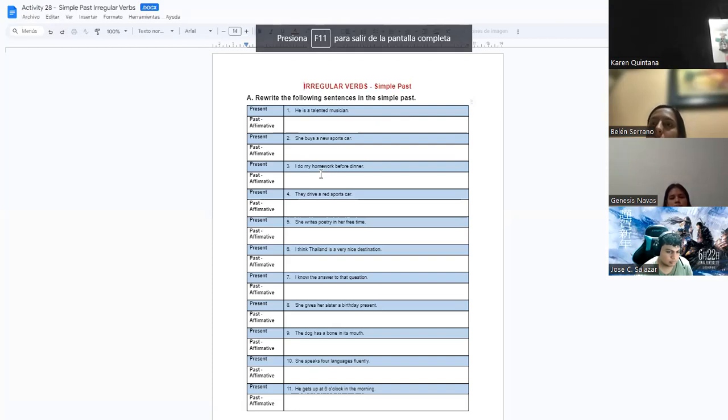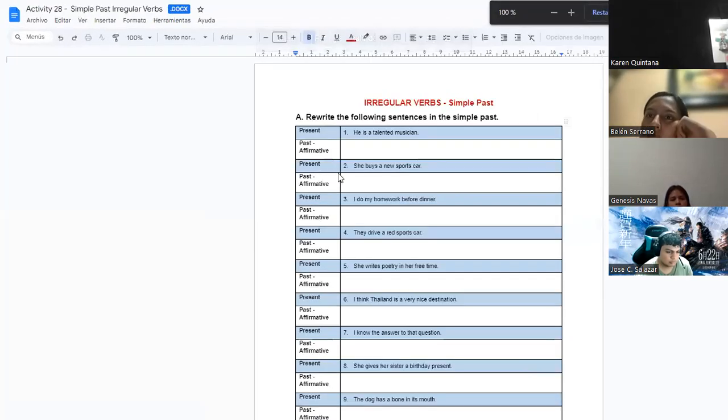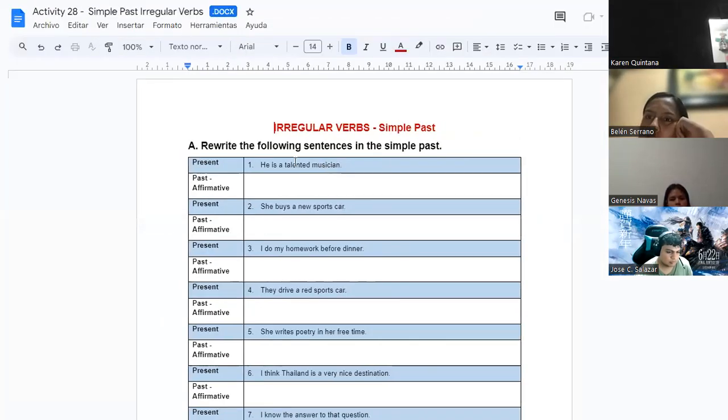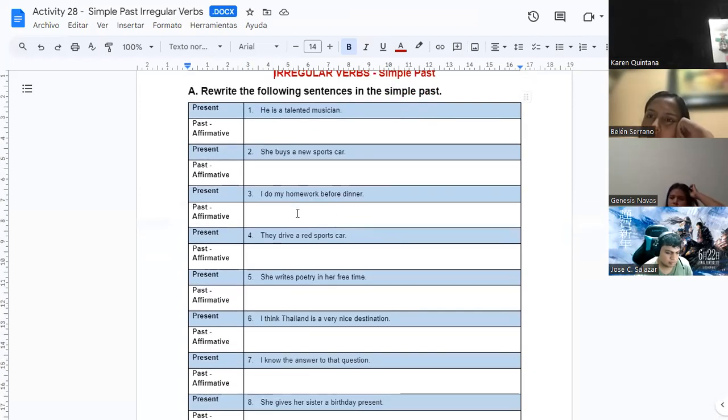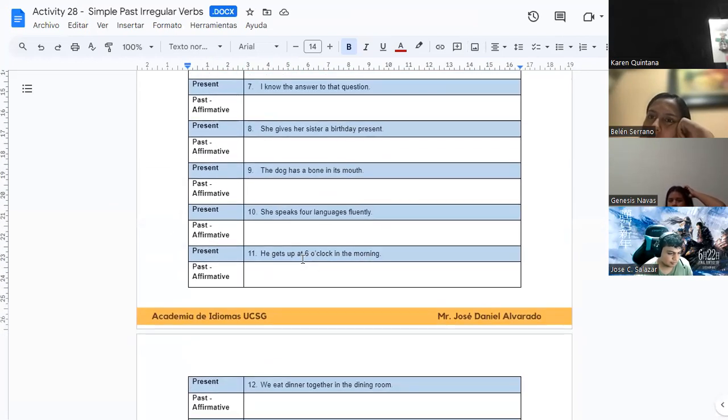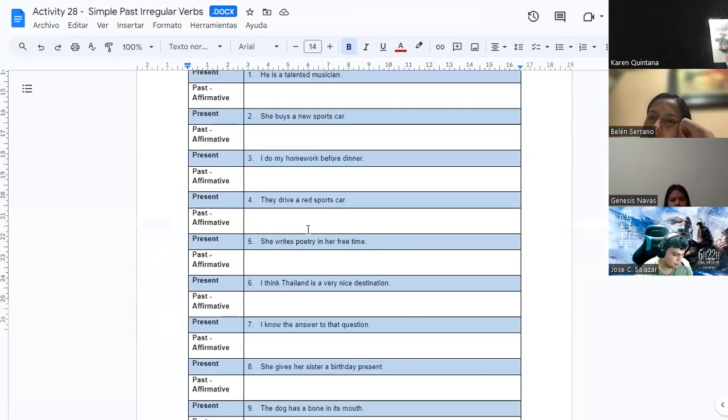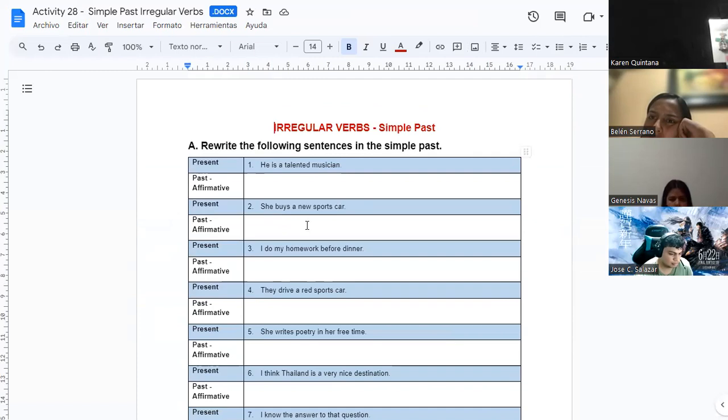Okay, so what you are going to do is just to transform the sentences in simple past. Okay, las oraciones están todas en presente. He is a talented musician. She buys a new sports car. I do my homework, etc. So what you are going to do is just to transform that into simple past. En vez de decir, él es un músico talentoso, yo quiero decir, él fue o él era un músico talentoso.